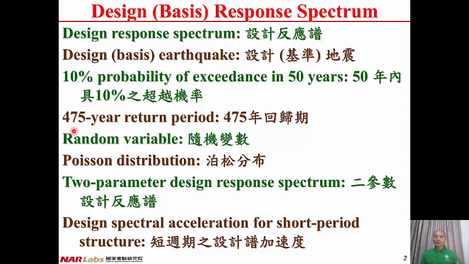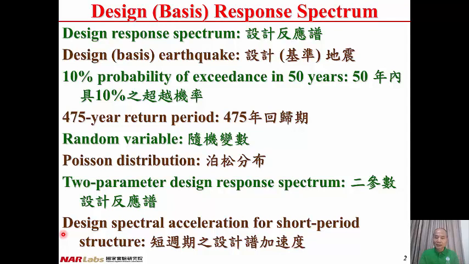And the number of earthquakes exceeding the design basis earthquake is a random variable, in Chinese, 随机变数. And the distribution of the random variable is assumed to be Poisson distribution, 泊松分布. And the design response spectrum is simplified as a two-parameter curve. In Chinese, 二参数设计反应谱. The design response spectrum is simplified so that it can be described by only two parameters.